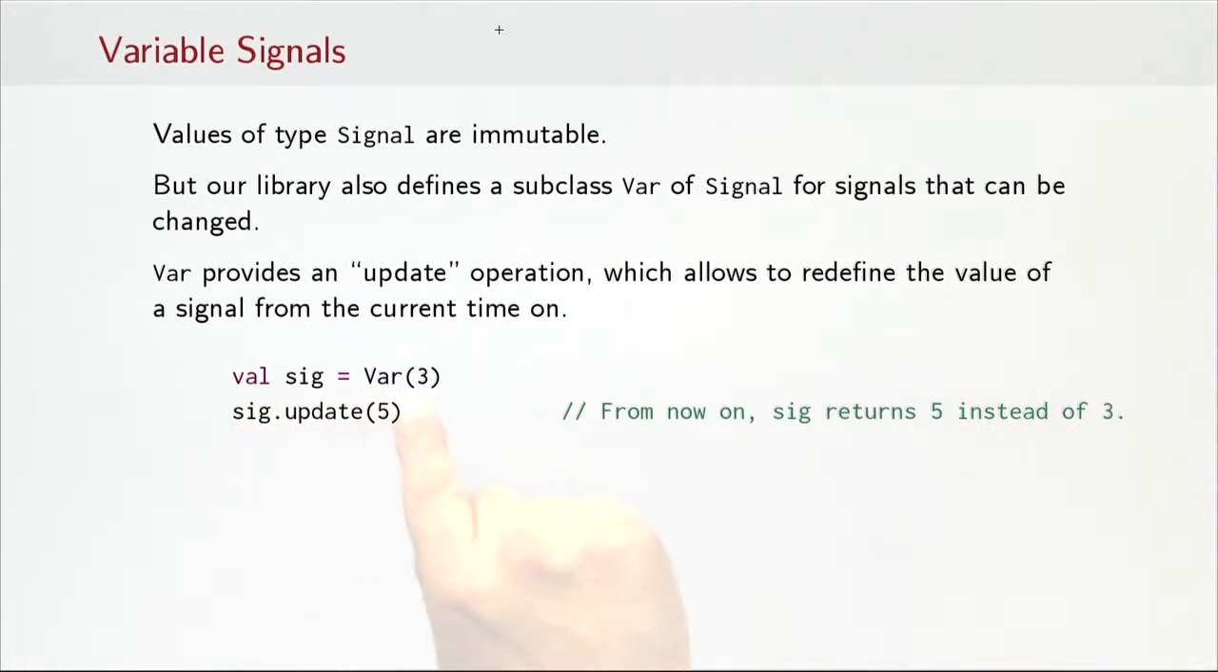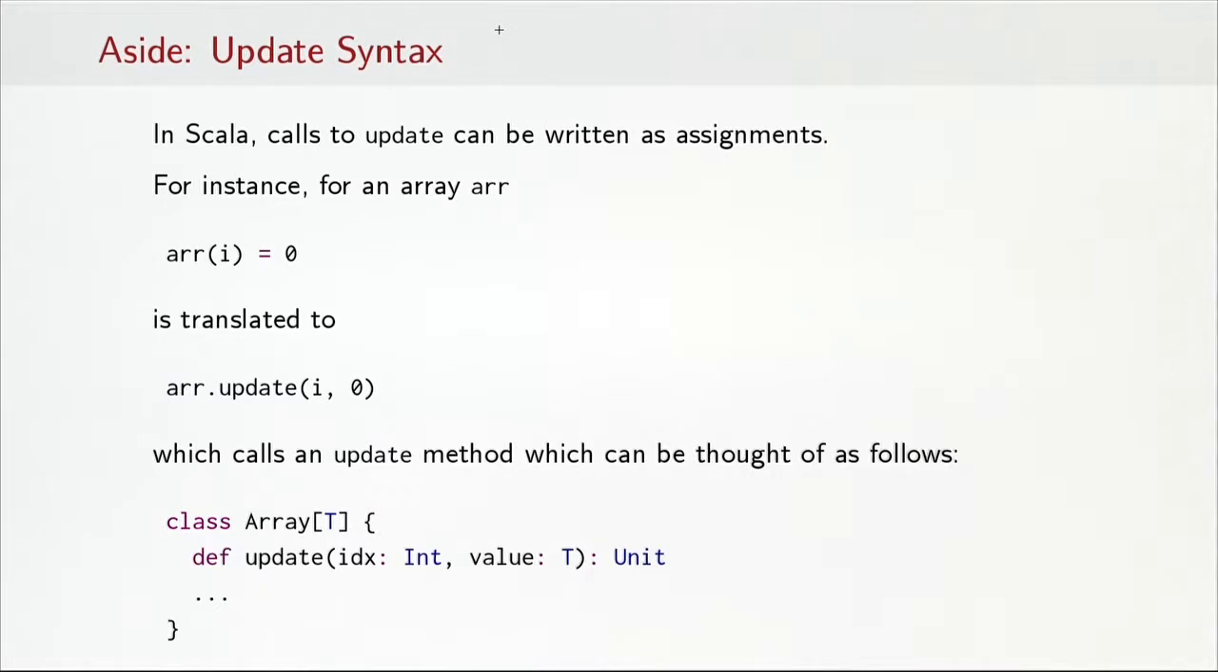So if we look at this example here, we define sig to be a Var(3), so that it's a signal that for now is always the constant 3, until the point where I define an update operation on that signal. From that point on, it will always be 5, until, of course, there's the next update operation maybe happening in the future. So the update operation uses the name update for a reason, because in fact in Scala update calls can be rewritten as assignments using some syntactic sugar.